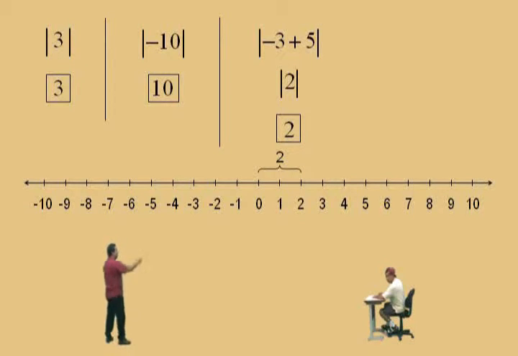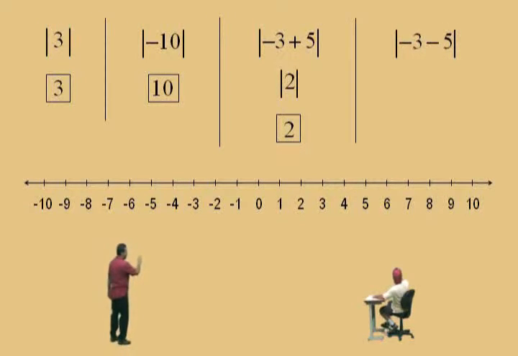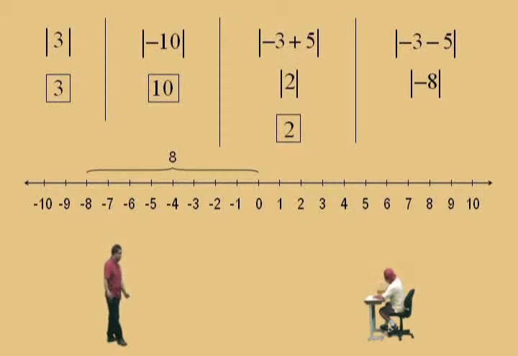That's it. Now, over there, absolute value of -3 subtract 5. Again, do the operations that are inside the absolute value first. Now, Charlie, what's -3 subtract 5? -8. And so now, what is the absolute value of -8? 8. There you go.